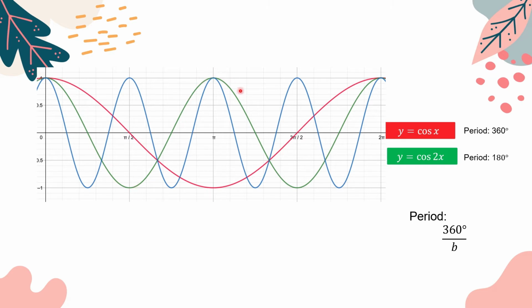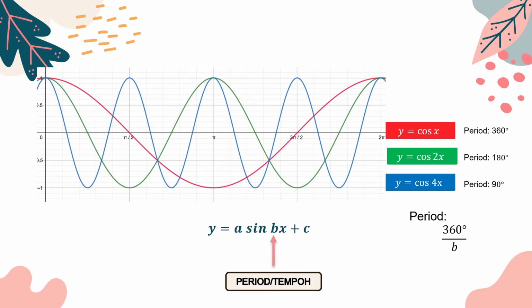Tapi untuk sampai 360 kita kena buat 2 kali. Makanya kita dapat agak bahawa untuk biru 4 kali lah, sebab kita ada 1 cycle, 2 cycle, 3 cycle, 4 cycle to 360. So for cos 4X, the period is 360 divided by 4, which is 90. So maksudnya 1 complete cycle is 90 degrees, until 90 degrees only. So we can conclude that for Y is equal to A sin BX plus C, the value of B will affect the period atau tempoh untuk graf trigonometri.